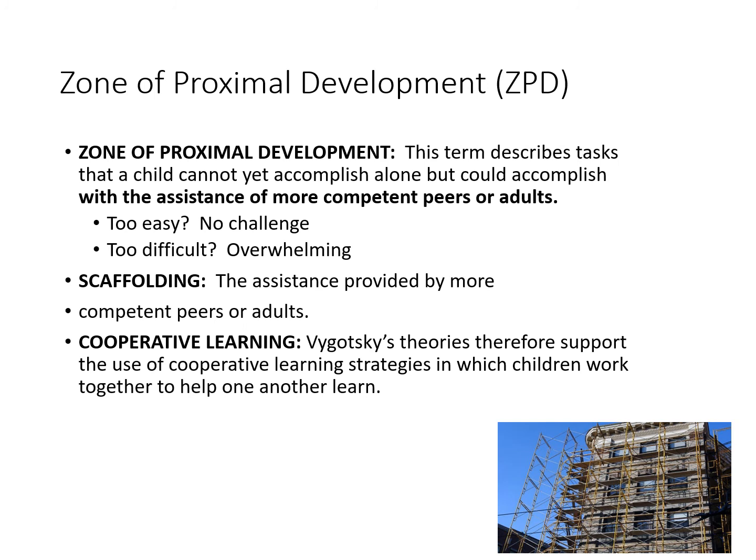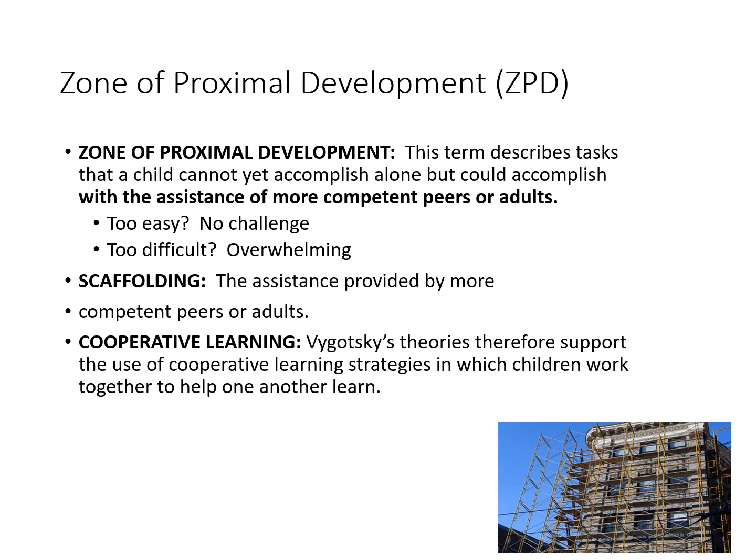Now, several very important concepts are associated with Vygotsky. One that you'll hear referred to throughout the course is called the zone of proximal development. This is a term that describes tasks that a child cannot yet accomplish alone, but could accomplish with the assistance of more competent peers or adults. If the task is too easy, it may not be appropriate because it's not challenging. The child won't learn anything. If the task is too difficult, it's overwhelming, and so the student may shut down.